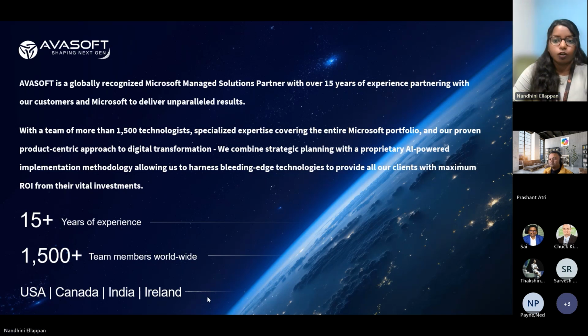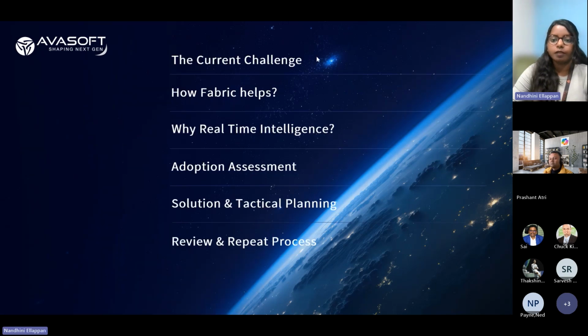So in today's session, we'll start by discussing the challenges organizations are facing right now that are stopping them from evolving into their next step. Next, we'll explore how Microsoft Fabric can address these challenges. We'll then discuss the importance of real time intelligence and how we can make our decisions based on real time insights. Following that, we'll discuss how to assess our readiness for adopting Microsoft Fabric, and we'll outline our solution and tactical plan based on this assessment. Finally, we'll establish a process for continuous review and improvement so we have a successful adoption in place.